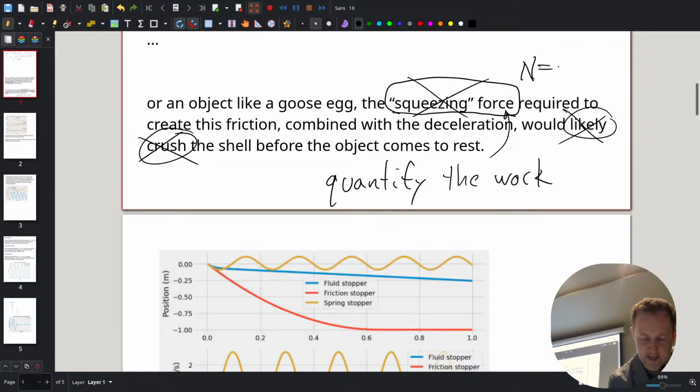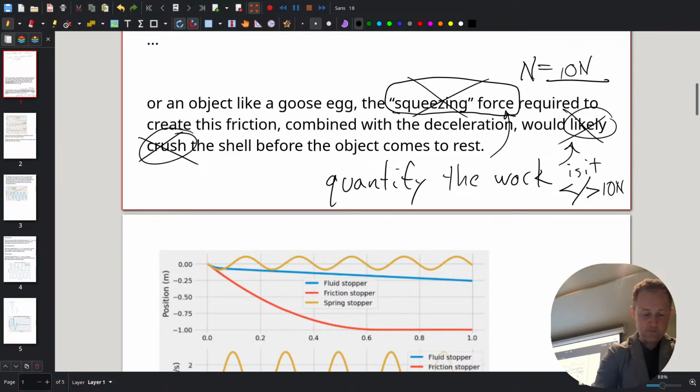So this was n equals blank, whatever n they chose. Like if they chose 10 newtons, then 10 newtons. And then this crushing, when they're talking about a crushing force, is it more than or less than 10 newtons, as an example?